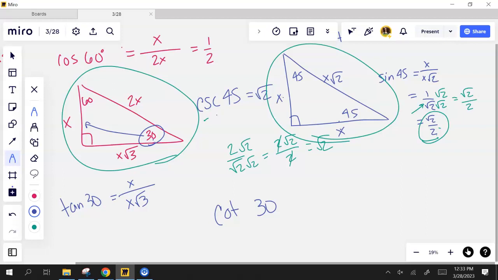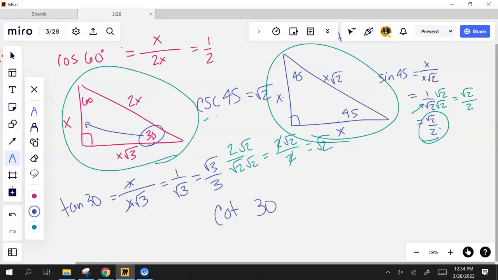Because you always make your way back to the short leg, no matter what. And 30 is the short leg. So it would end up that way, right? Yes. Okay. So now tangent of 30, these would cancel. I get 1 over square root of 3, which is square root of 3 over 3.